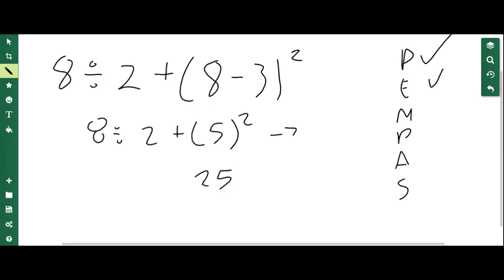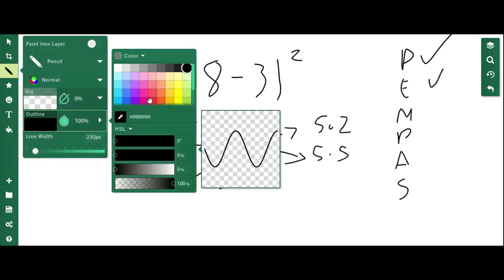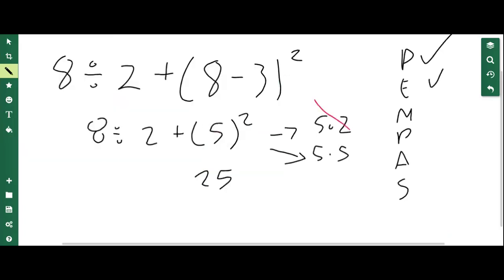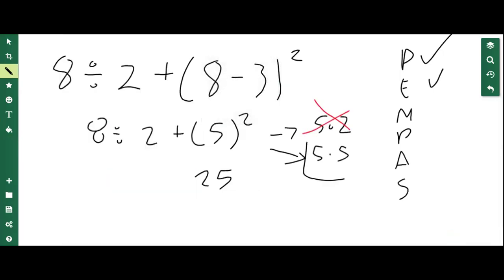Notice, this is not the same thing as saying 5 times 2. A lot of people get confused, but that's not what we're saying. We're saying we're taking 5 and we're multiplying by itself 2 times. So it's 5 times 5, not 5 times 2. That is a common misconception that a lot of people sometimes make. We are doing this portion right here: 5 times 5, 25, plus 2 divided by 8.